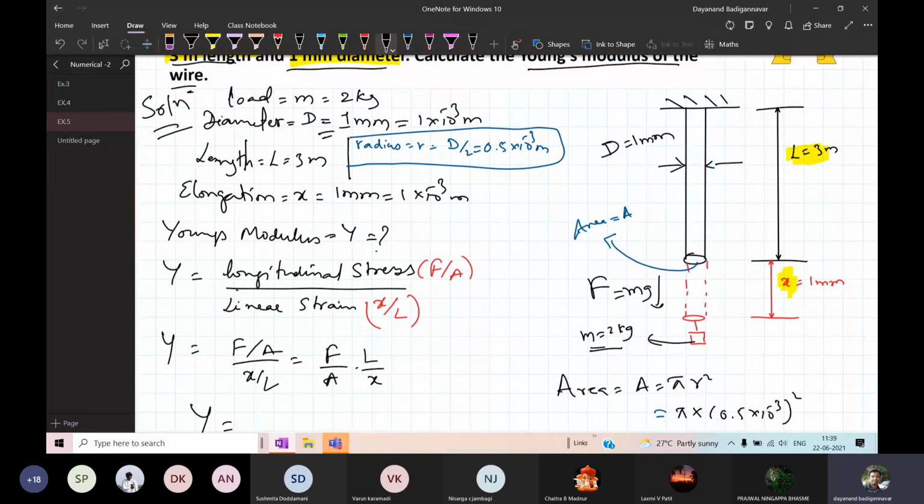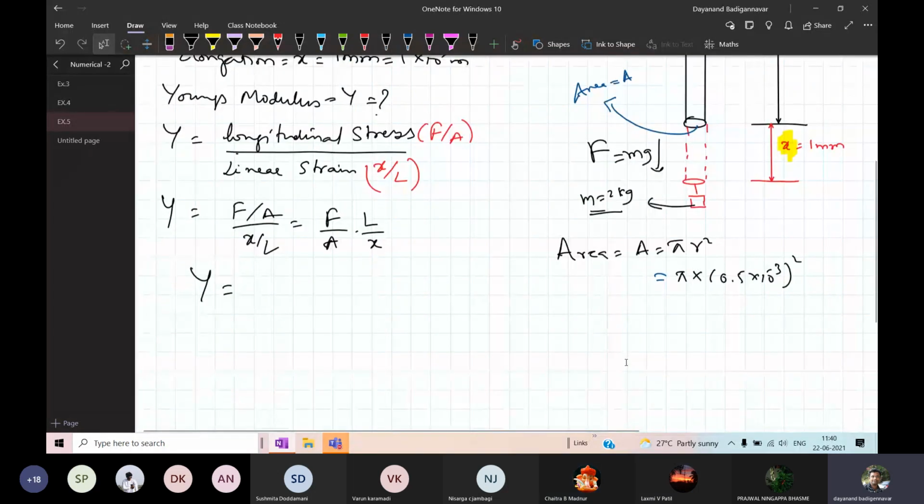Pi into 10 to the power of minus 5. Check this. What do you get? It's 0.7853, sir.